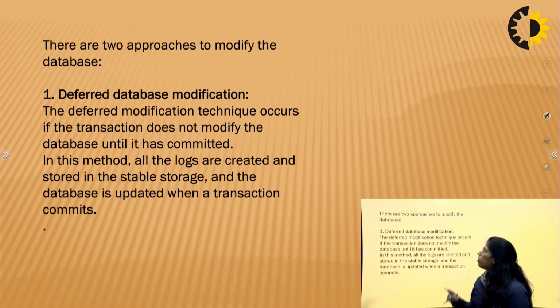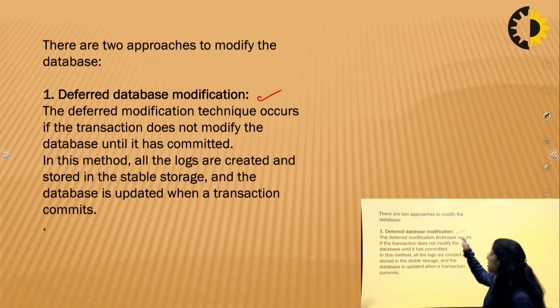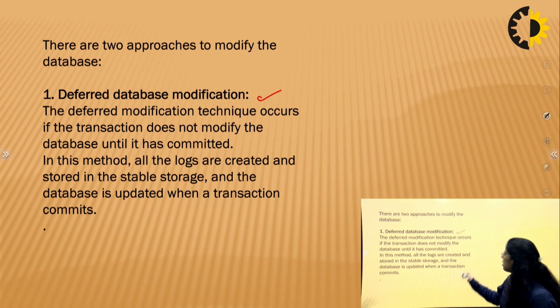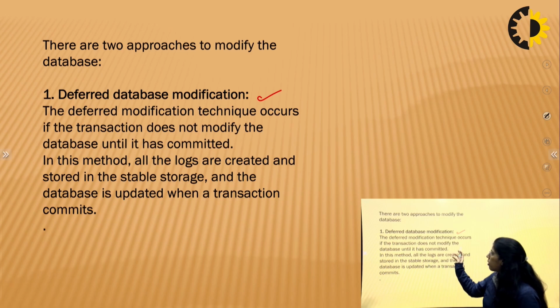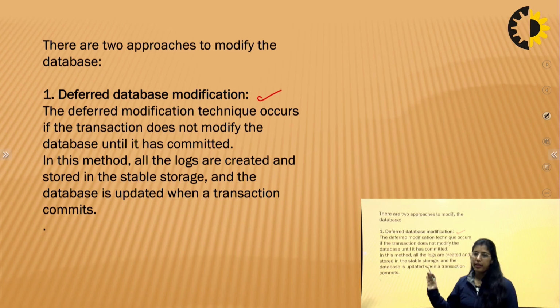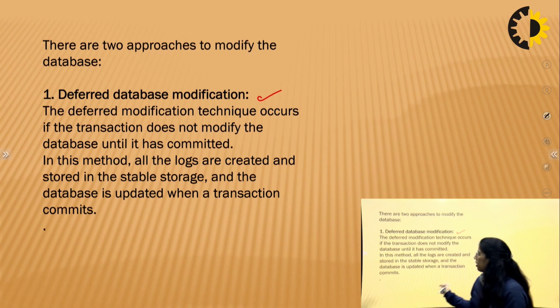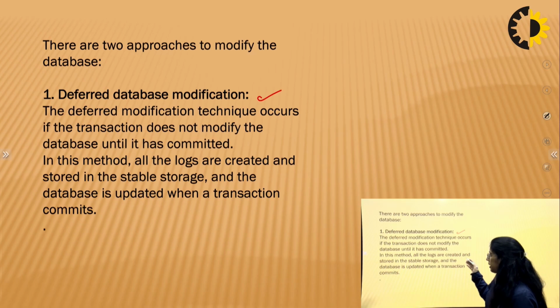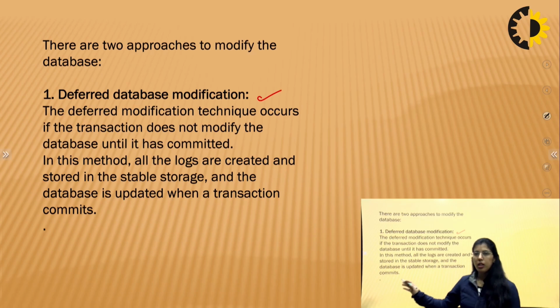So there are two approaches to modify any data in the database. First one is deferred database modification. In this modification, the transaction does not modify the database until it has committed. It means when all the updations are done, until the commit operation, the data is not modified in the database. In this method, all the logs are created and stored in the stable storage, and the database is updated when the transaction performs its commit operation.